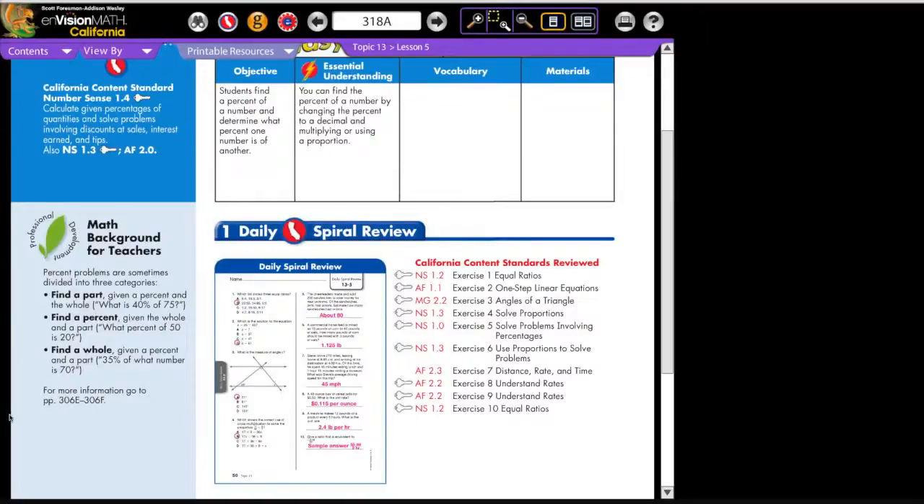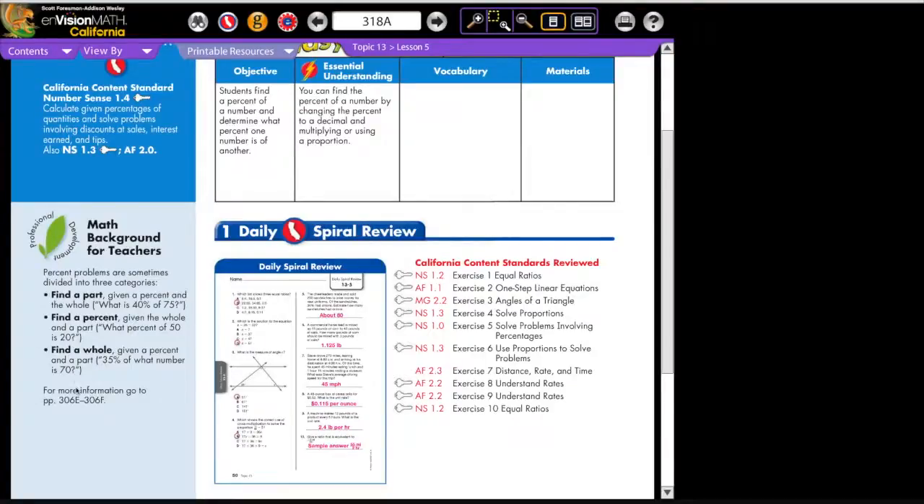In 13.5, one thing I would talk about with your students and go over is what they have in this math background for teachers, which talks about percent problems being divided into three different categories. One where you find a part, so you're given a percent and the whole. For example, what is 40% of 75? Finding a percent, you're given the whole and a part. What percent of 50 is 20? And then finding the whole, given a percent and a part, like 35% of what number is 70.